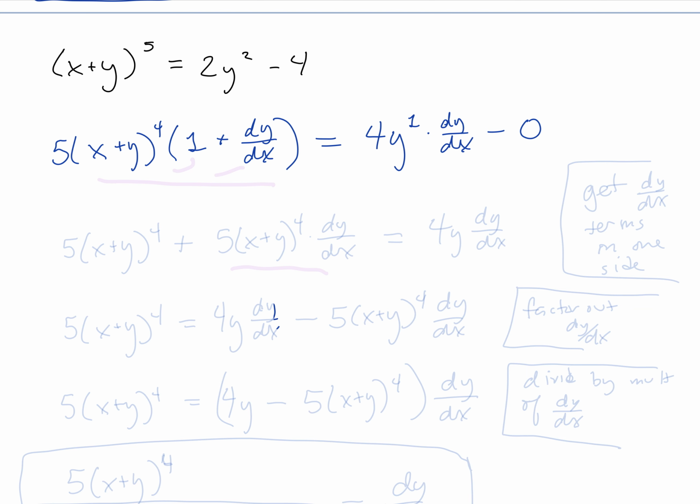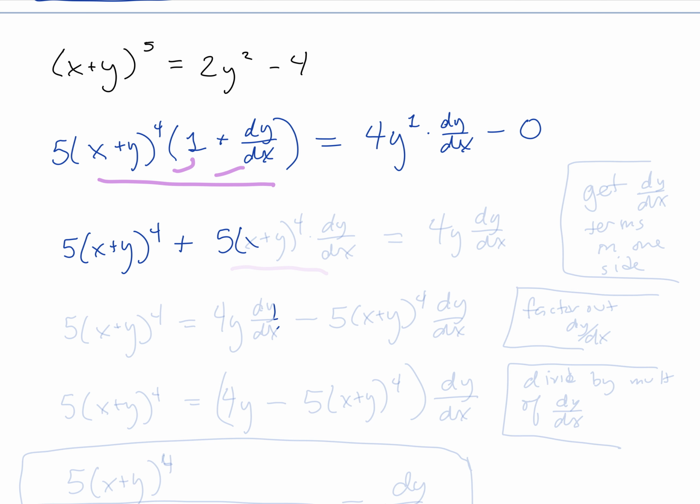And so we're going to need to get dy/dx by itself. To be able to do that, we need to multiply this term and this term times the previous one, so that we can get the dy/dx terms separated from the non-dy/dx terms. So we're going to say this is equal to 5x plus y to the fourth times 1, that's just 5x plus y to the fourth, plus 5x plus y to the fourth times dy/dx.